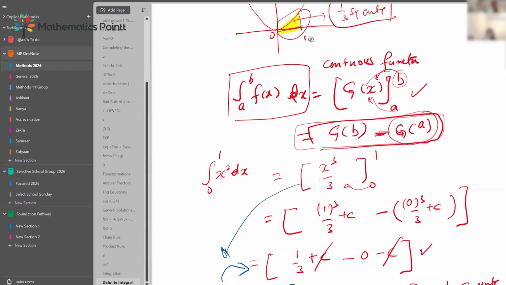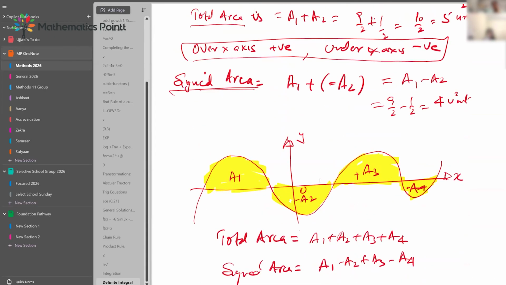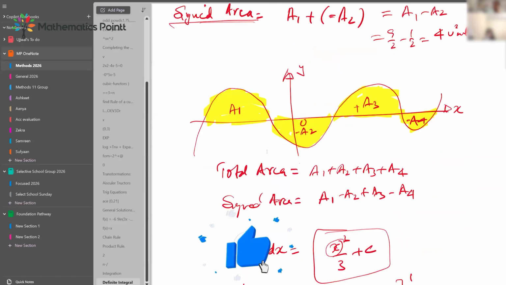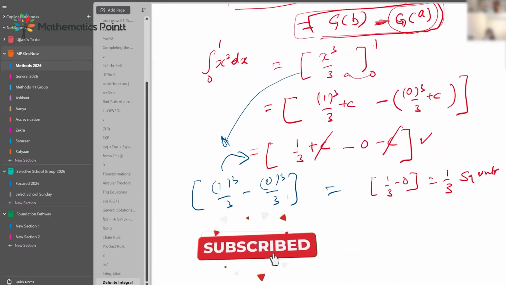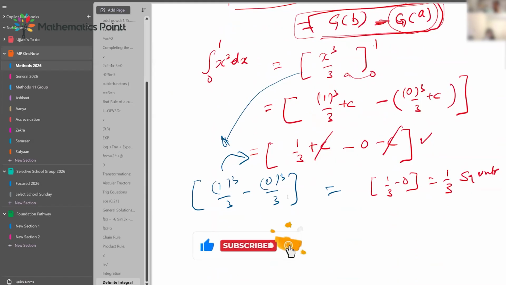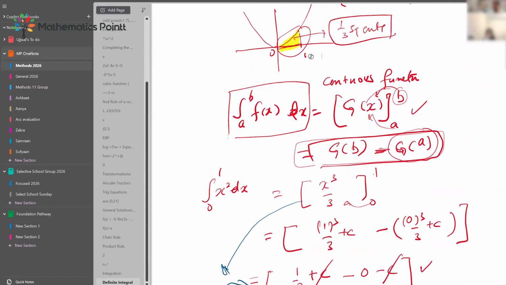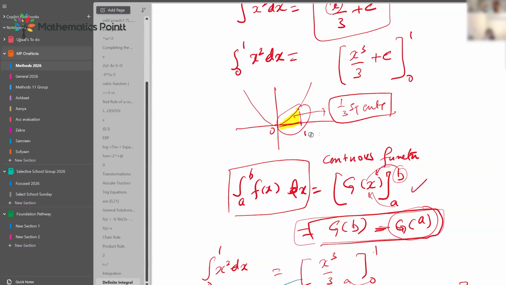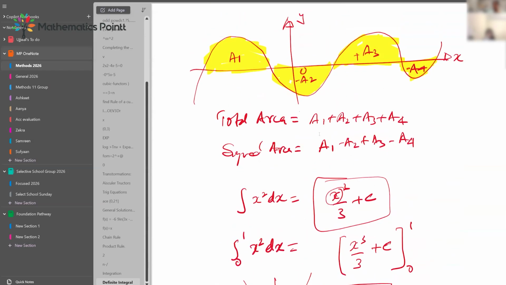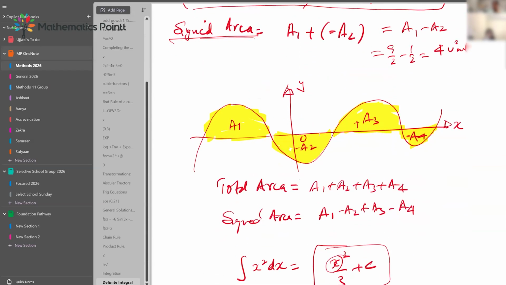Now, let's connect the dots between signed area and total area and see. We just understood that the definite integral gives us area under the curve, which is cool. But at the same time, at the start, I told you there are two types of areas, signed area and total area. So what exactly is definite integral giving me? Signed area or total area? I don't know. Let's understand that and let's try to find it.